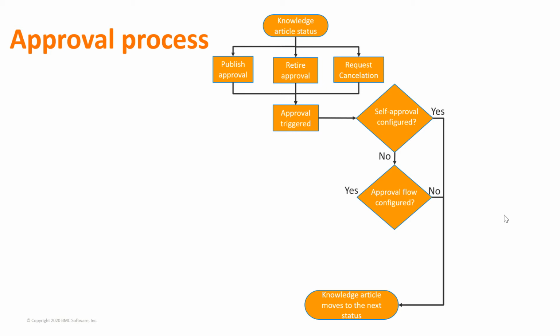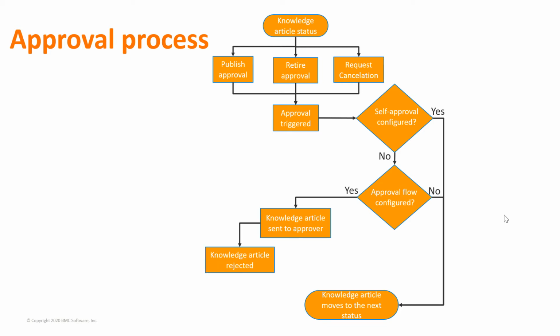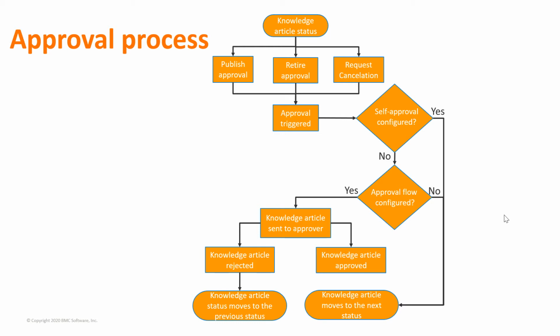If an approval flow is found, the knowledge article is sent to an approver. If the approver rejects the knowledge article, the status of the article moves back to the previous status. If the approver approves the knowledge article, the status changes to the next status in the knowledge article lifecycle.